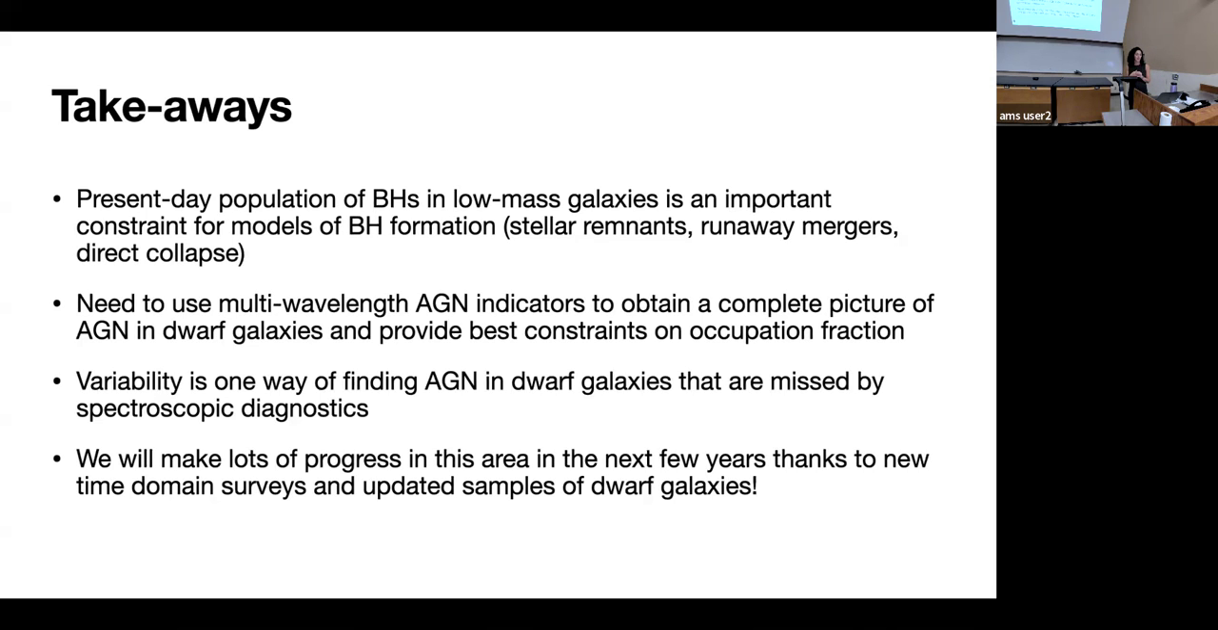Variability is one way that we can find active black holes in dwarf galaxies that are missed by some other techniques. And there's a lot of exciting work that we're doing now with the Young Supernova Experiment. And I expect that we'll make a lot of really exciting progress in this area in the next few years, thanks to that continued Young Supernova Experiment data and our new sample of dwarf galaxies from Mirian. So there. Thanks, everyone.